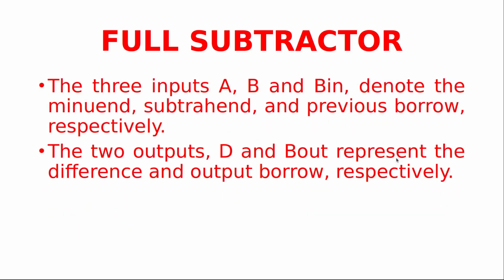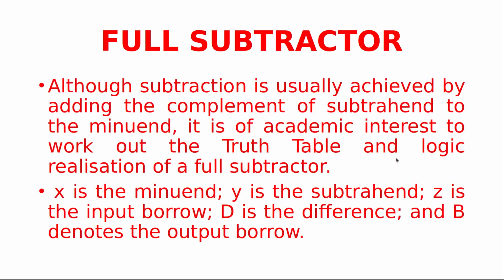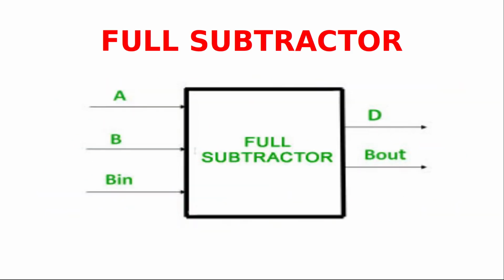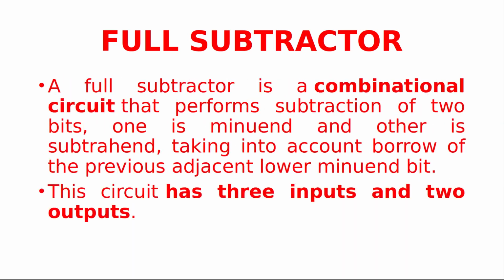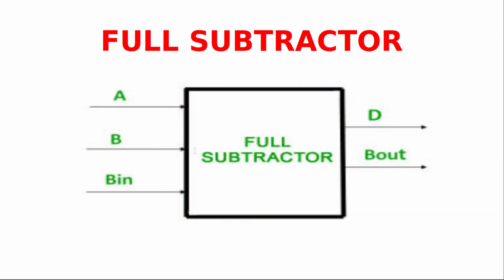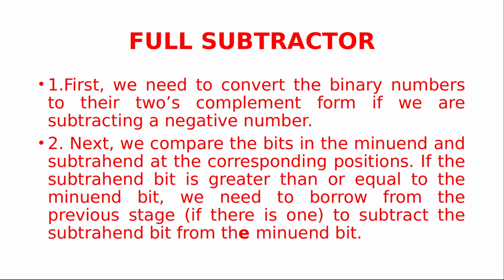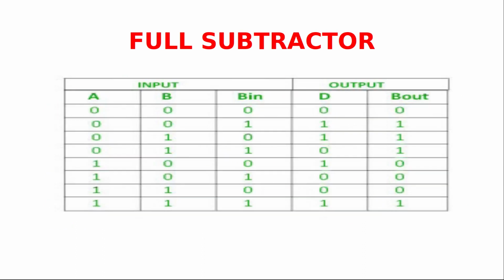Okay, so this is the concept. Everything is the same as I told you previously. A full subtractor is also a combinational logic circuit. It consists of three inputs and two outputs. One is the difference and the other is the borrow. Then we compare the minuend and subtrahend at the corresponding position. Now I am going to explain the truth table. Here there are three inputs.